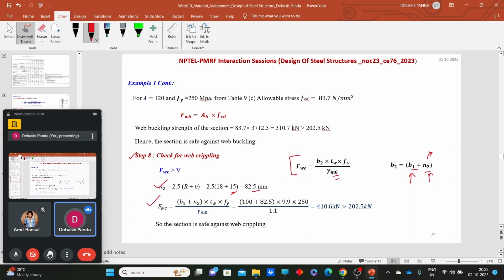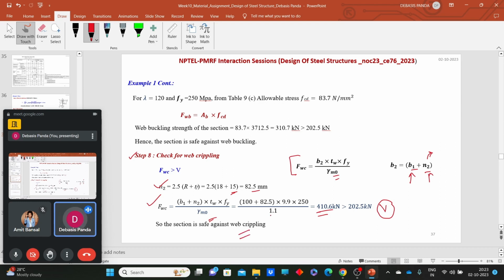Now we can calculate the FWC value, B1 plus N2 tw into fy by gamma m0, and if we put all these values in this equation, we can see that the design web crippling strength comes as 410.6 kilonewton, which is greater than the factored shear force generated on the beam section. So we can say this section is safe against web buckling and web crippling both.